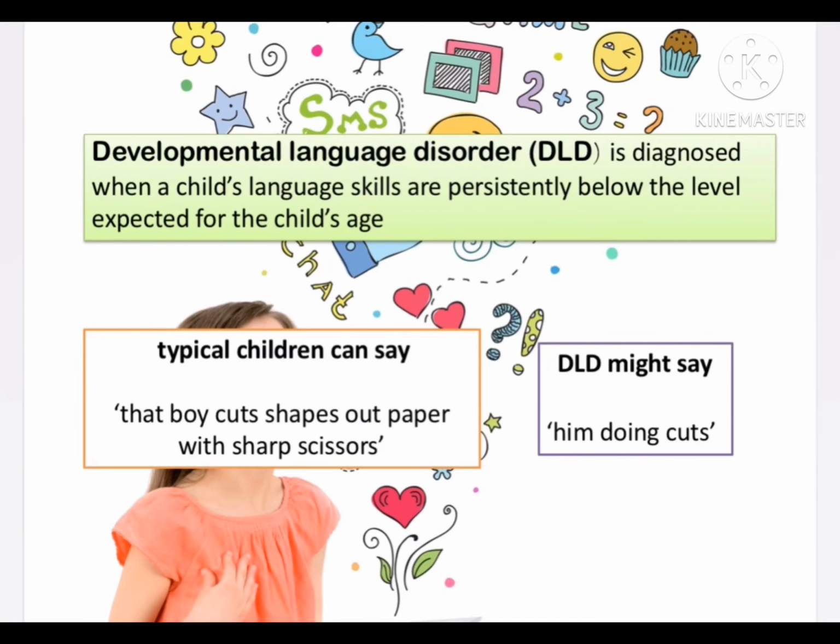Developmental language disorder, or DLD, is diagnosed when a child's language skills are persistently below the level expected for the child's age. Typical children can say, the boy cuts shapes out of paper with sharp scissors. On the other hand, a child with DLD might say, him doing cuts.